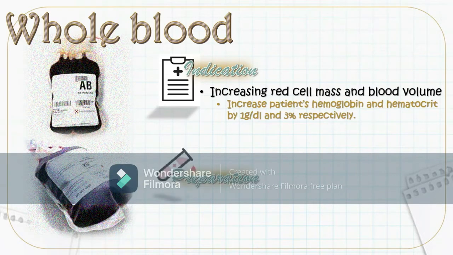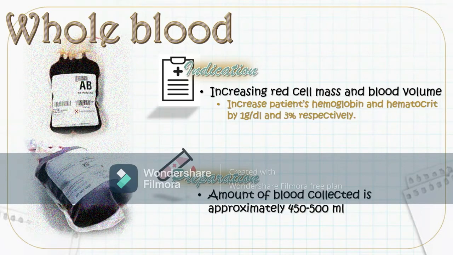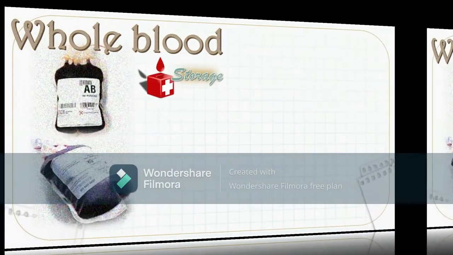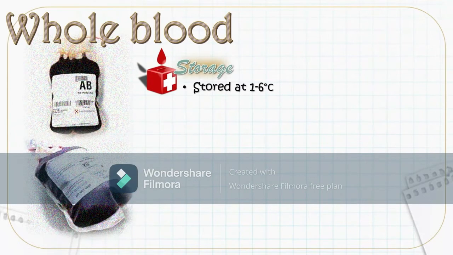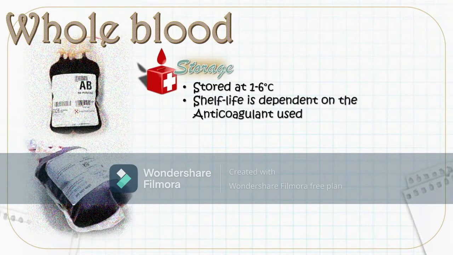For its preparation, of course, there's no need for centrifugation since this is a whole blood unit. So commonly, we are collecting an approximate amount of 450 to 500 ml per blood bag. The hematocrit of each blood unit must be maintained at 38%. For its storage, remember that whole blood units after collection are stored at refrigerated temperature, approximately at 1 to 6 degrees Celsius. When it comes to its shelf life, it actually is dependent on the anticoagulant that is used.